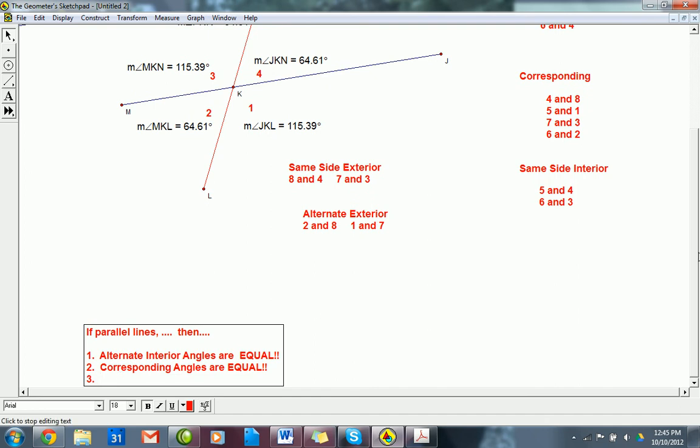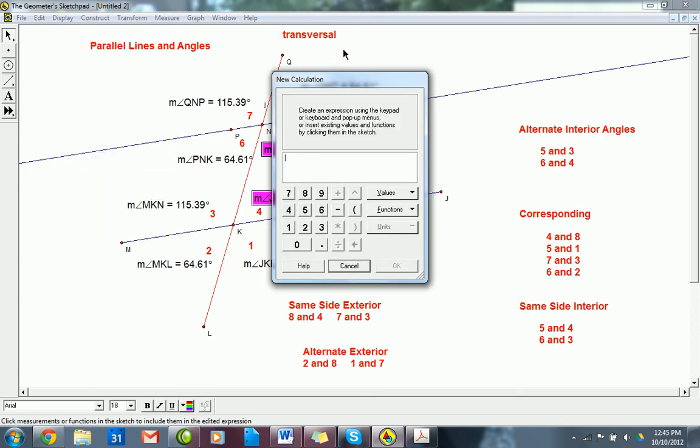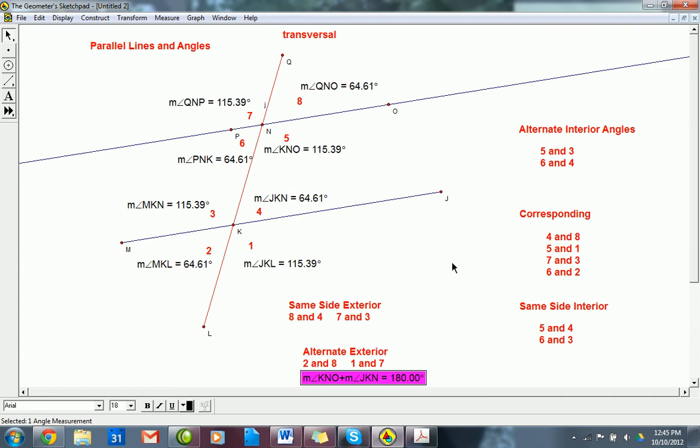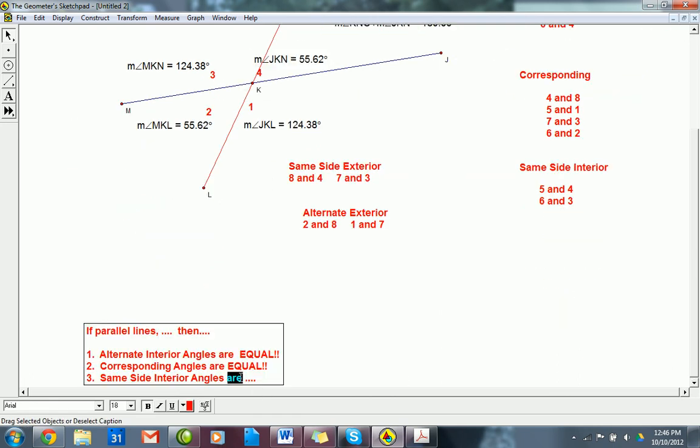Okay, and the third one I want to look at is the same side interior angles. So, let's look at our diagram. Same side of transversal, interior, boom. Well, those aren't equal. Let's add them together, see what we get. Oh my gosh, they equal 180 degrees. How about that? Same side interior angles? Ooh, supplementary. What if we change that? Move the transversal around. Well, the two angles are changing, but you know what? They're still supplementary. So that's correct. Same side interior angles are supplements.